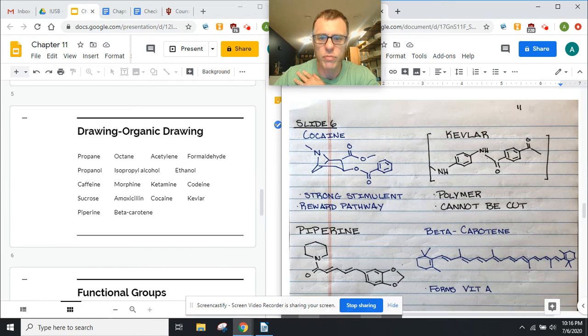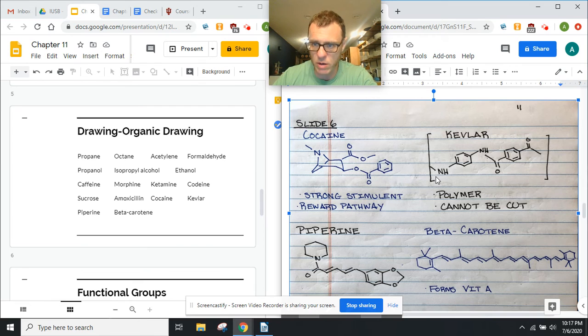As we move on down, we have cocaine. It's really strong stimulant and it affects the reward pathway in the brain. You can see that it's kind of a complex structure, but does a lot of stuff to what's going on upstairs. Kevlar is a polymer.